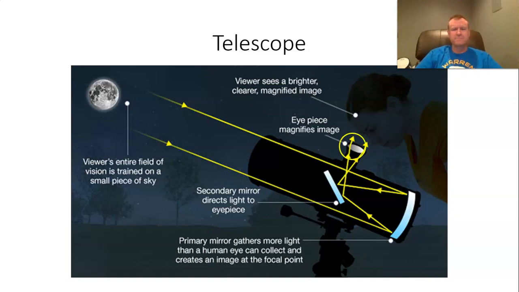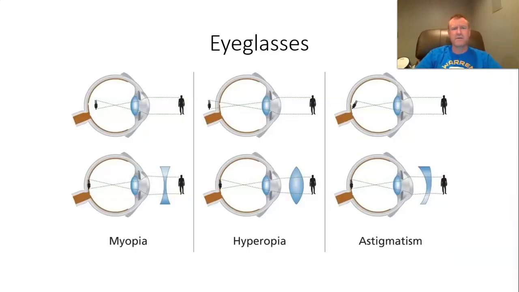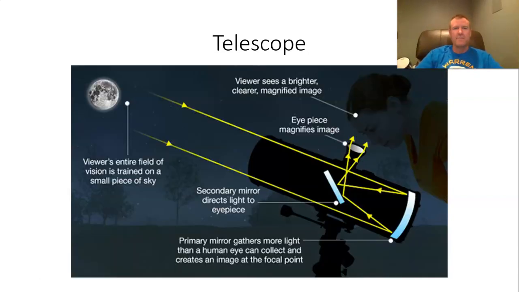A camera, I should go back to the eyes for the camera. A camera is working a lot like an eye. You've got the lens of the camera and then it focuses the image on the back. In the old days, we called that film. Now it's all digital. But there we go. There's a telescope. Pretty interesting to see that.